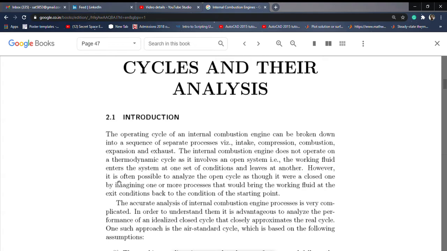However, it is often possible to analyze the open cycle as though it were a closed one, by imagining one or more processes that would bring the working fluid at the exit conditions back to the conditions of the starting point. It is very difficult to analyze the open cycle, because things would be very complex. So we will treat the internal combustion engine as a closed cycle, but the condition is that the working fluid at the exit condition must be at the same point.